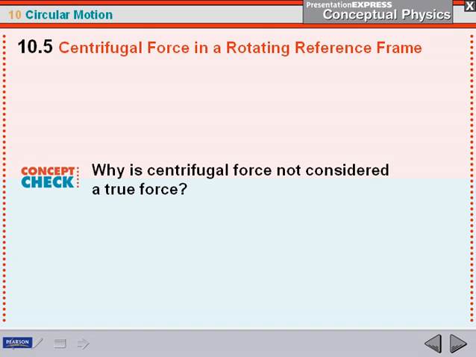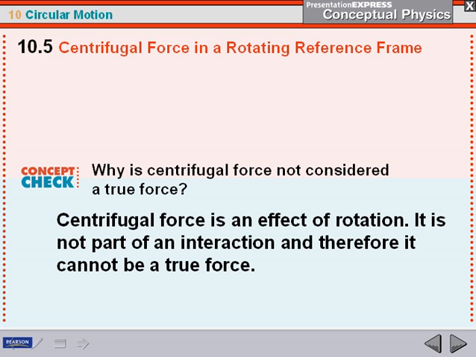So why is centrifugal force not considered a true force? Centrifugal force is an effect of rotation. It is not part of an interaction, and therefore it cannot be a true force.